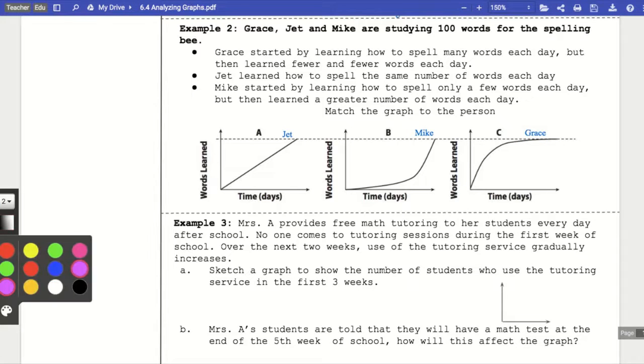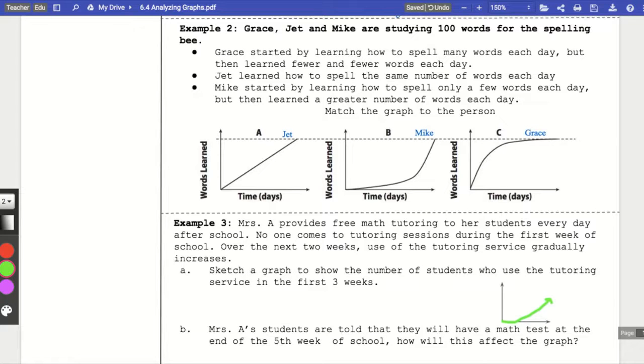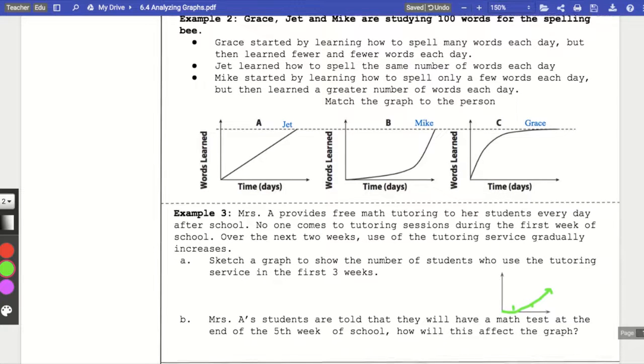So what that means is that if I'm going to sketch my graph, then starting out here, I'm not getting anything, but then I start to see this gradual increase, right? And that represents the first week, because in the first week right here, nobody's here, but then I start to see more and more people each week.